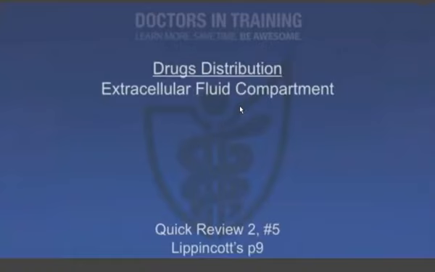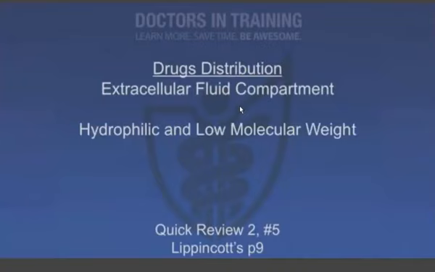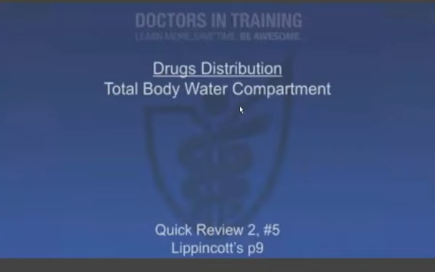Drugs that distribute into the extracellular fluid, the extracellular volume, we said was 1/3 of the total body water. Drugs that can get there are hydrophilic drugs. Hydrophilic drugs, water-loving drugs, drugs that dissolve very easily in water, and low molecular weight drugs, so they can get through the capillary beds and get into the extracellular volume.